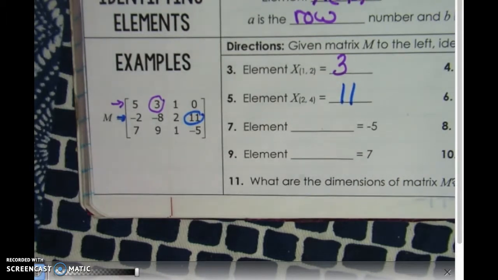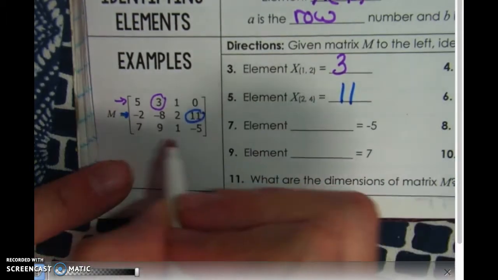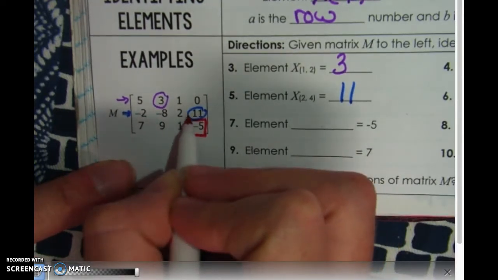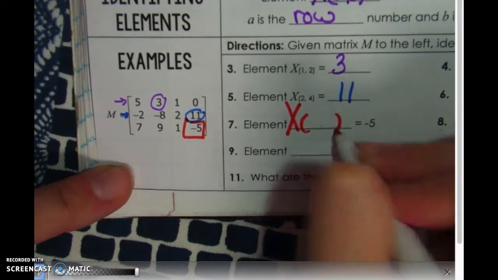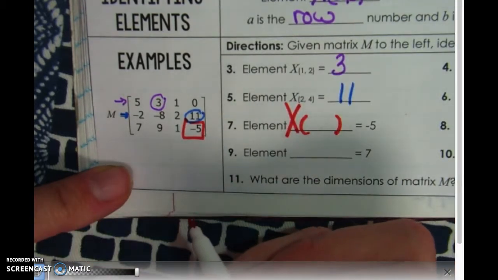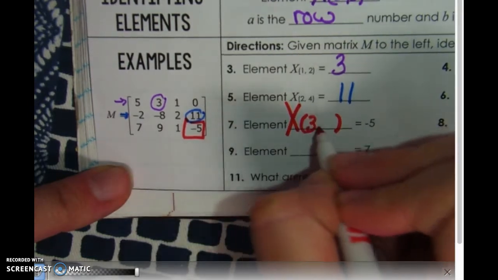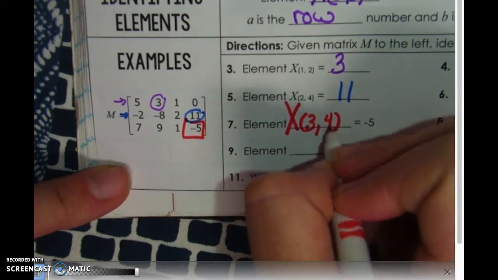Now we're going to go backwards. We want to name the position for -5. -5 is over here, so I'm going to draw a really big X and set up my parentheses. What row is -5 in, Ryan? 3. What column is -5 in? 4. Okay.